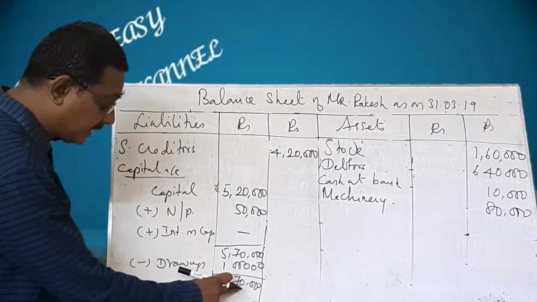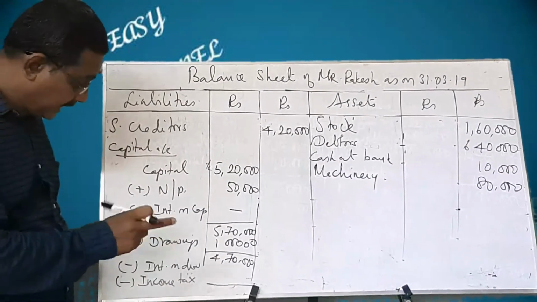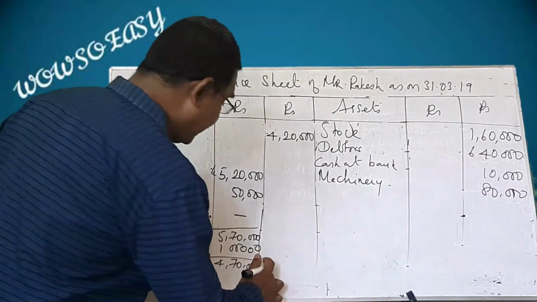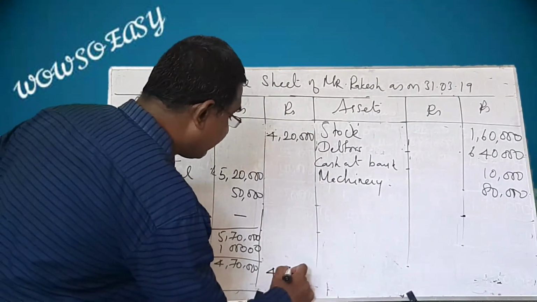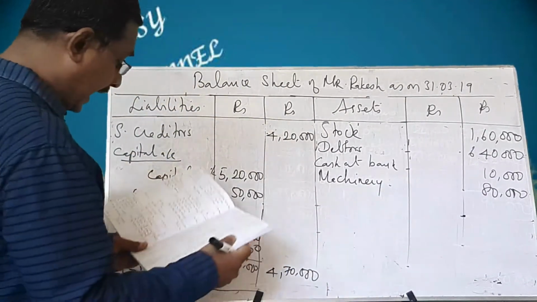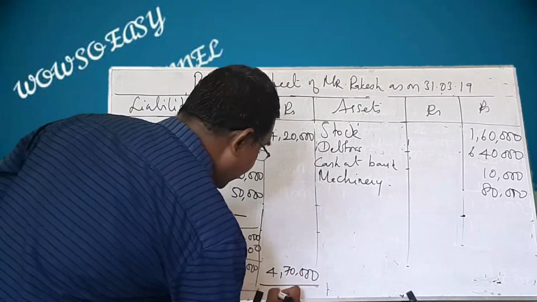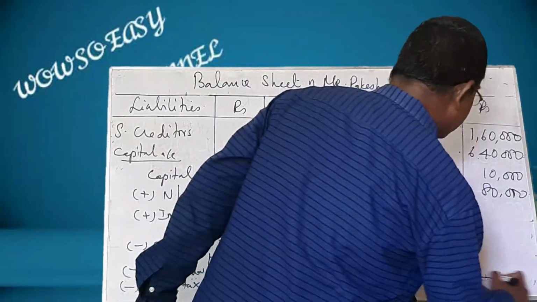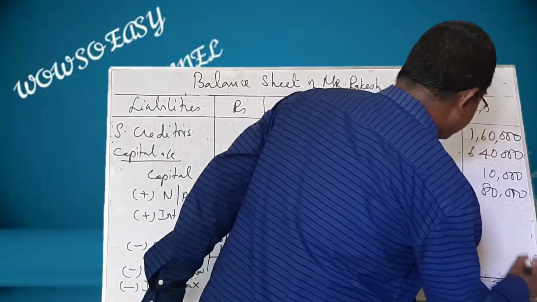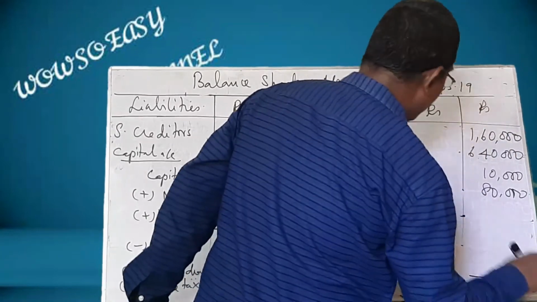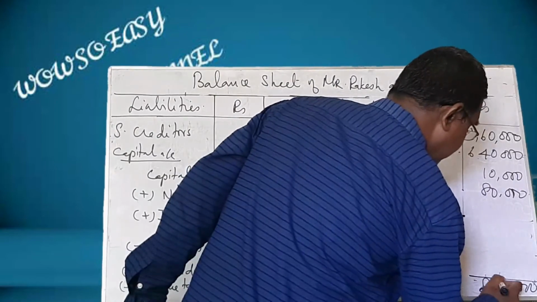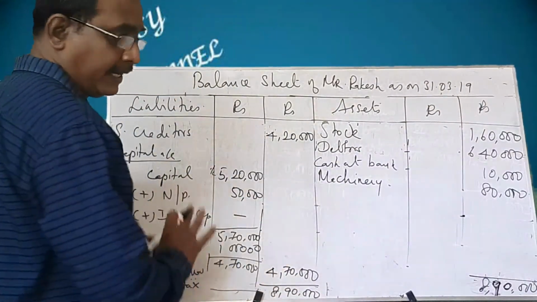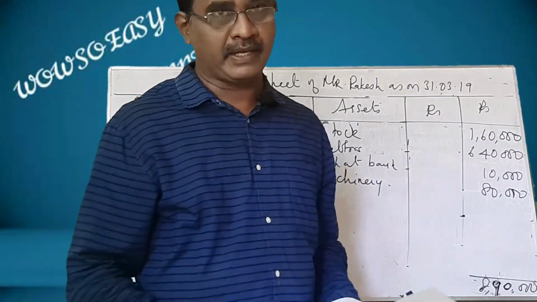And from this amount, you have to subtract interest on drawings and the income tax, and the remaining amount should be shown in the outer column. I don't have space, so I write here itself. I write 4,70,000. And on the whole, this comes to 8,90,000. 470, 420. And we get the total and the amount tally. So we have done it correctly.